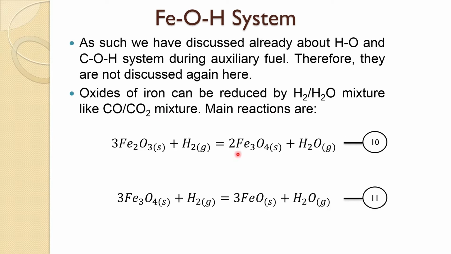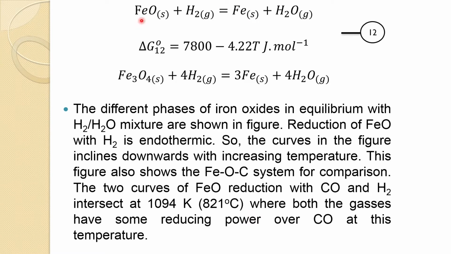So, the main reactions are: hematite getting reduced to magnetite, magnetite getting reduced to wustite, and then finally wustite getting reduced to iron. This is an endothermic reaction, and the overall reaction is given by this equation. The different phases of iron oxide in equilibrium with hydrogen and water mixtures are given in the next figure.